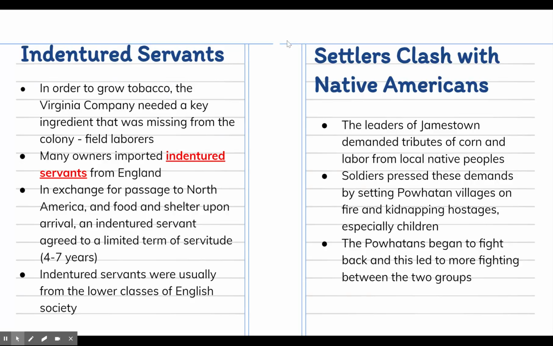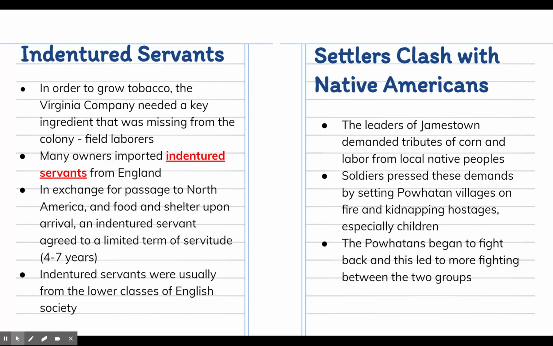So settlers clashed with Native Americans. The leaders of Jamestown demanded tributes of corn and labor from local Native peoples, which they did not want to do. Their relationship was not good. They did not work with each other, hence the fencing around the colony. Soldiers pressed these demands by setting Powhatan villages on fire and kidnapping hostages and especially children. So, of course, the Powhatans began to fight back, and this led to more fighting between the two groups.